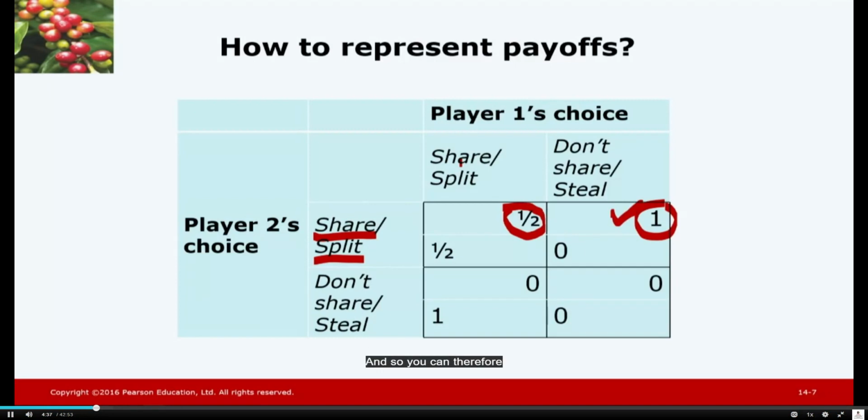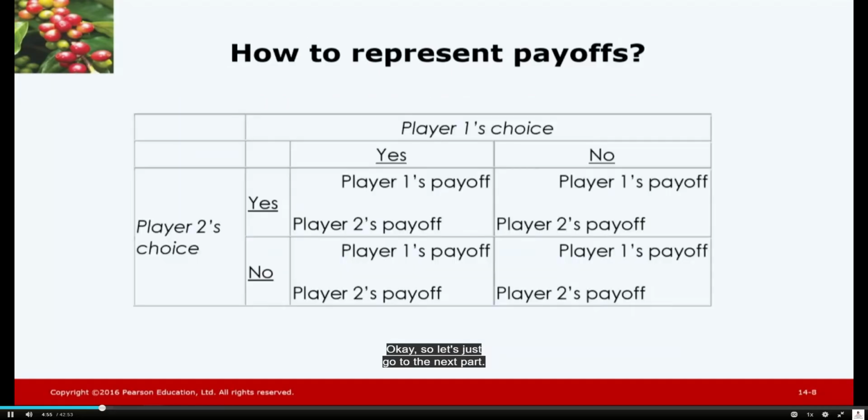And so you can therefore read across the second row and see, given that player 2 decides to steal, not to share, what would player 1's better choice be? This is how you interpret those tables. We're going to look at an example further on. Okay, so let's just go to the next part.